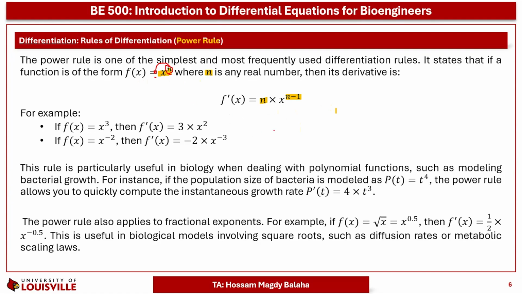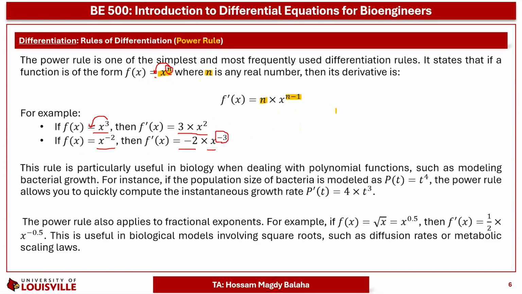To understand it, let's apply these two examples. If you have x to the power of 3, then simply multiply that by 3 and decrease the power 3 by 1, then it will be 2. So the result will be 3x to the power of 2. And if you have x to the power of negative 2, then the derivative will be minus 2 times x to the power of minus 2 minus 1, then it will be minus 3.